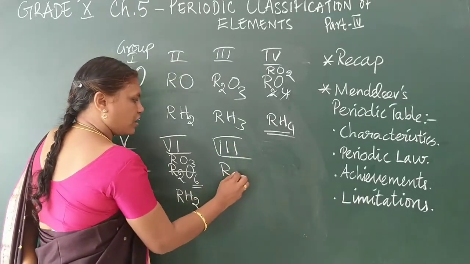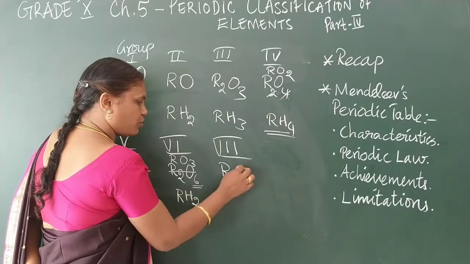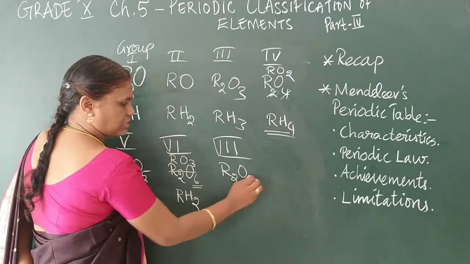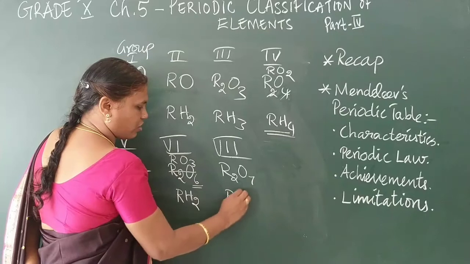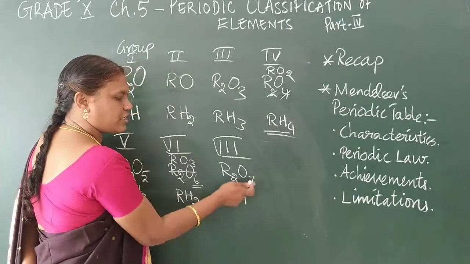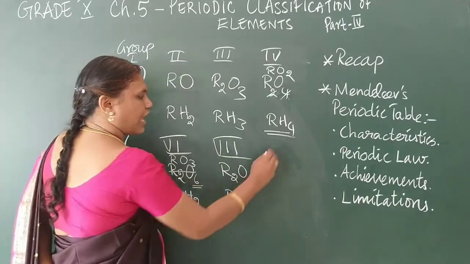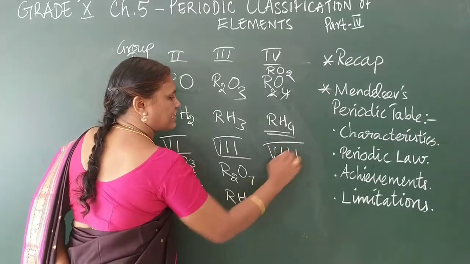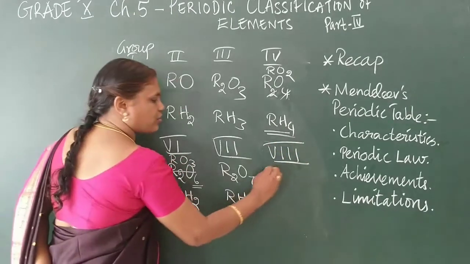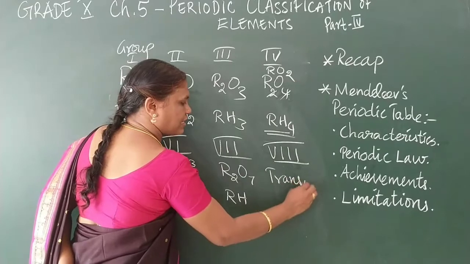R2O7. See, this is 7. And here it will be RH because with 7 electrons you need 1 more, so it will become RH. And the 8th one is transition elements. The 8th one is what? Transition elements.